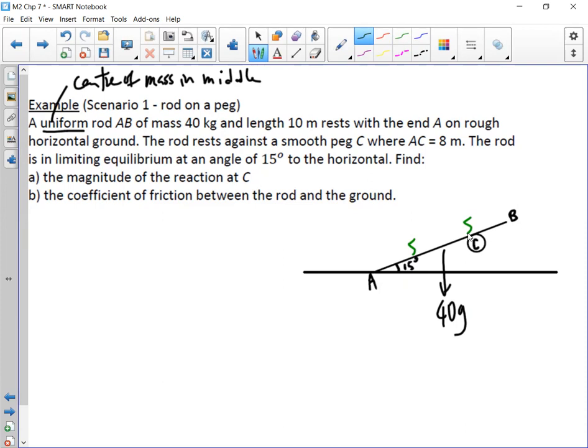Rests with the end on a rough horizontal ground. So the ground is rough, means there's friction, right? The rod rests against a smooth peg C, where AC is 8 meters. The rod is in limiting equilibrium at an angle 15 degrees to the horizontal. Limiting equilibrium means the whole thing is in equilibrium. Equilibrium means up equals down, left equals right, moments at a point. Find the magnitude of the reaction at C.